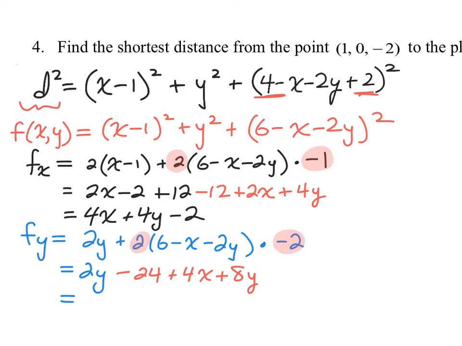So not much in terms of housekeeping here. We're looking at, I'll put the 4x first. So 4x plus 10y minus 24.